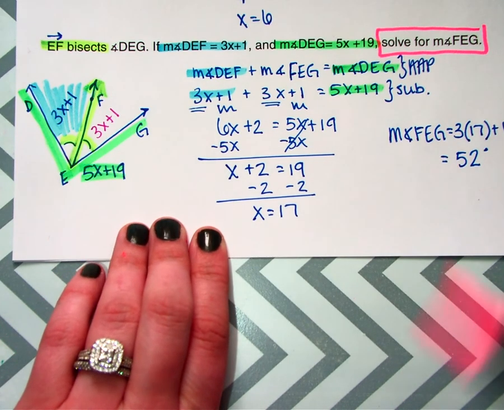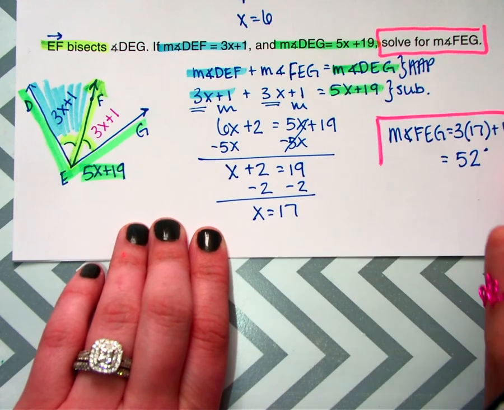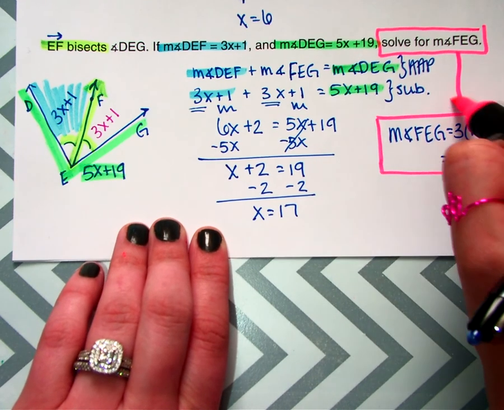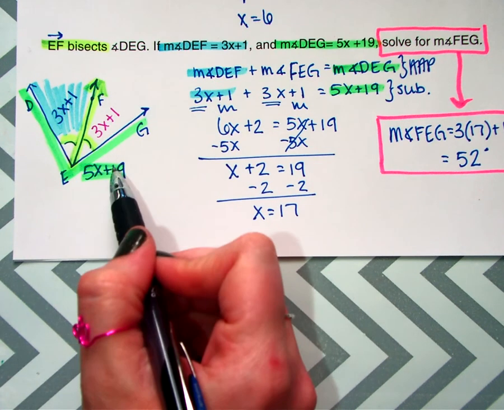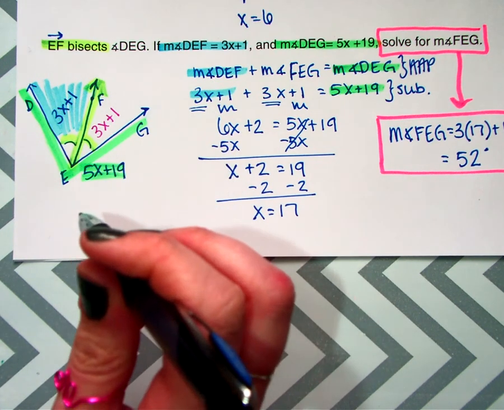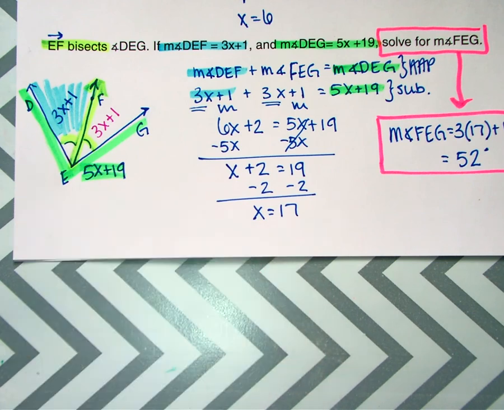So just be mindful that you are answering the question that's being asked. Angle addition is no different from segment addition. The only thing that changes is that you're working with angles and adding them together instead of working with segments and adding those together.